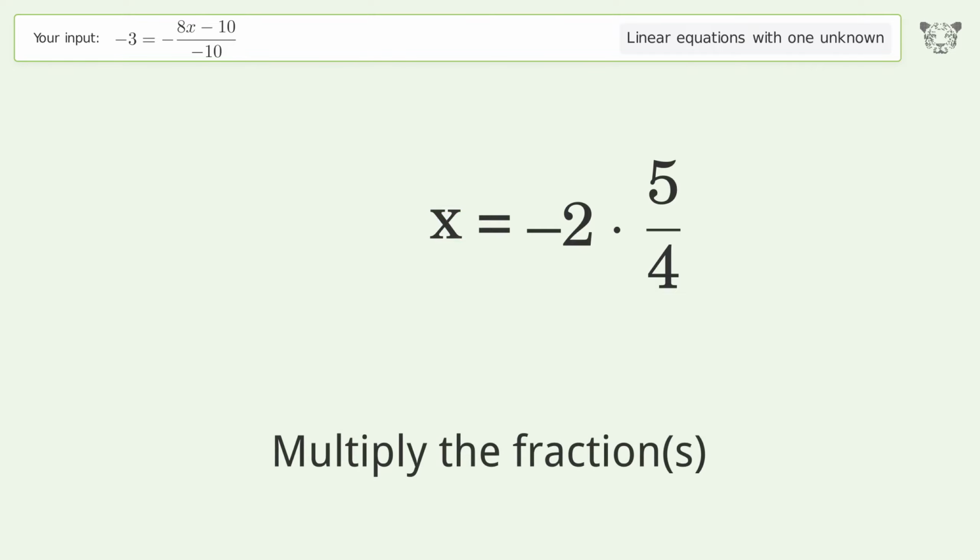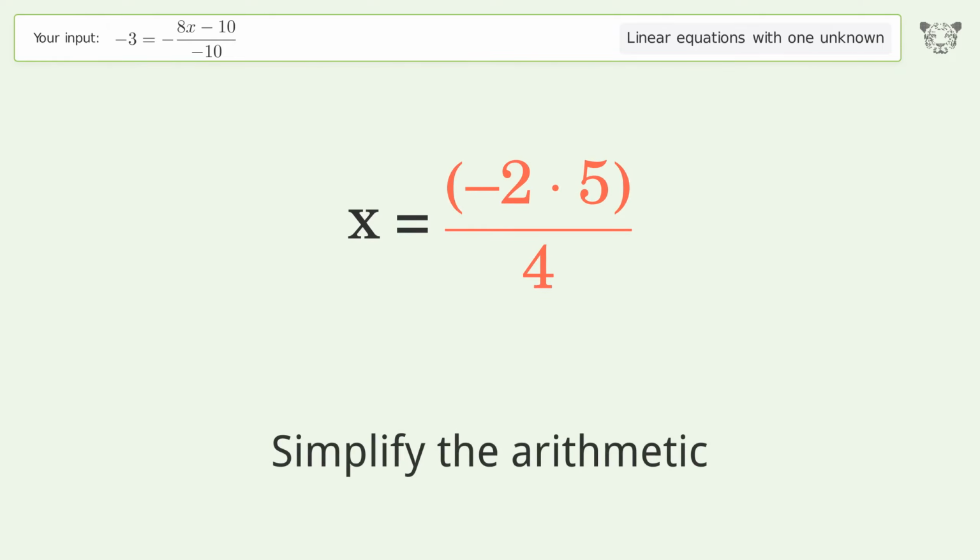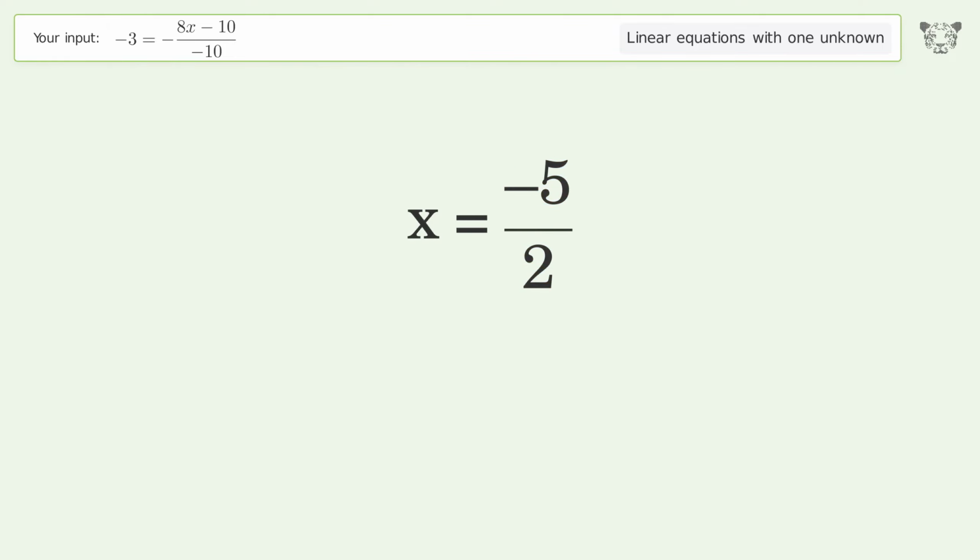Multiply the fractions. Simplify the arithmetic. And so the final result is x equals -5/2.